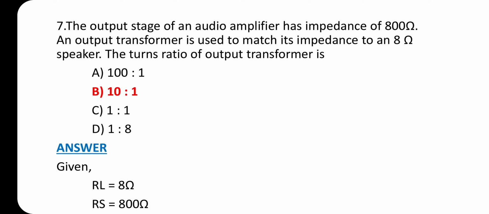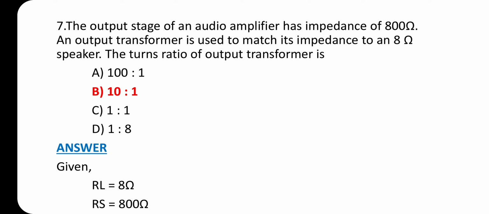Question number 7. The output stage of an audio amplifier has impedance of 800 ohm. An output transformer is used to match its impedance to an 8 ohm speaker. The turns ratio of output transformer is? Answer is option B, 10:1.